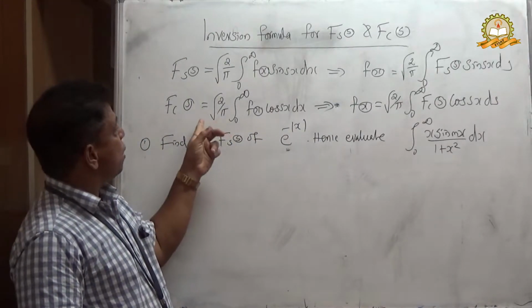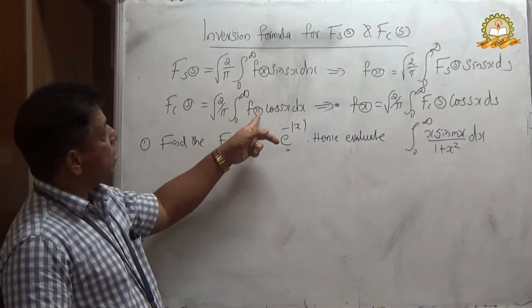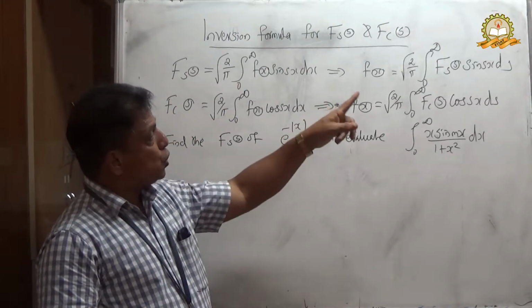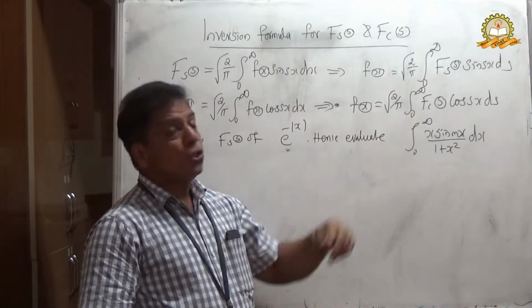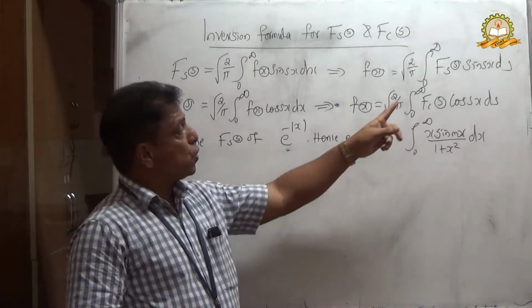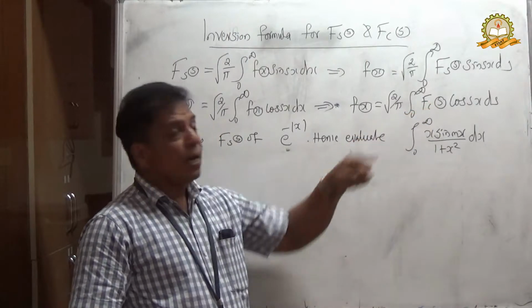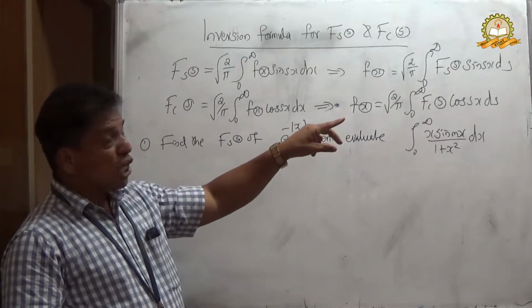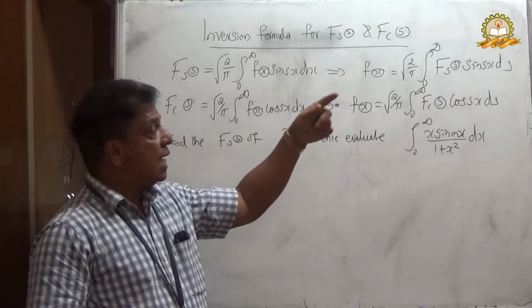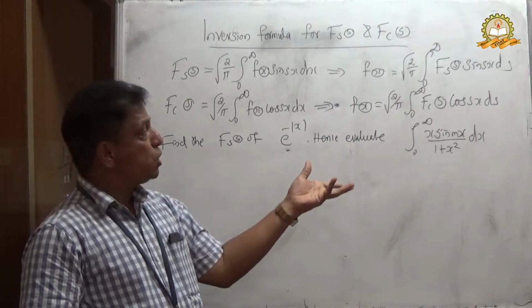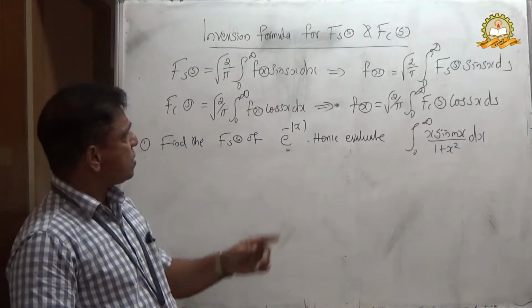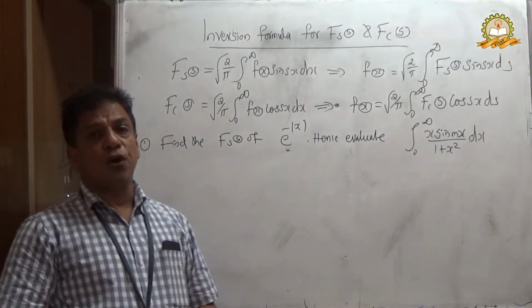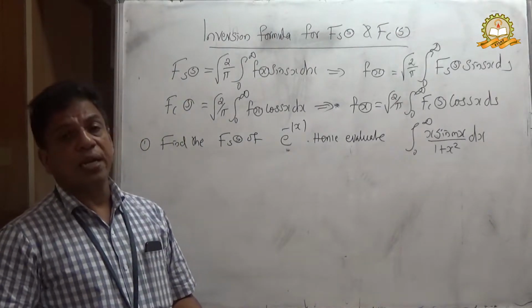Similarly, for the inversion formula for Fourier cosine transform, we have to find the original function f(x). The formula says root of 2 by pi integral 0 to infinity Fc(s) into cos sx ds. That is, the Fourier cosine transform is multiplied by cos sx and integrated with respect to s, applying the lower limit 0 and upper limit infinity. Then we get the original function f(x). These two are the inversion formulas for Fourier sine transform and cosine transform.